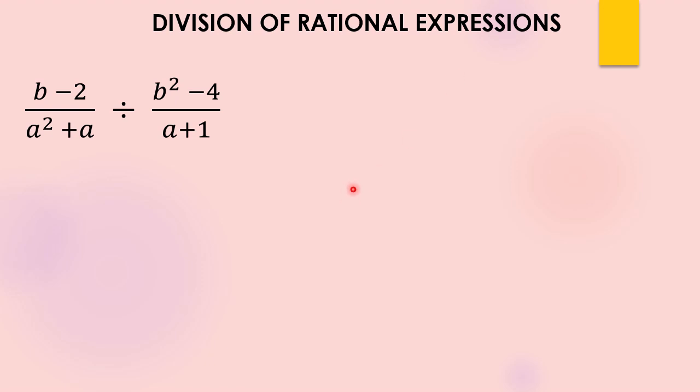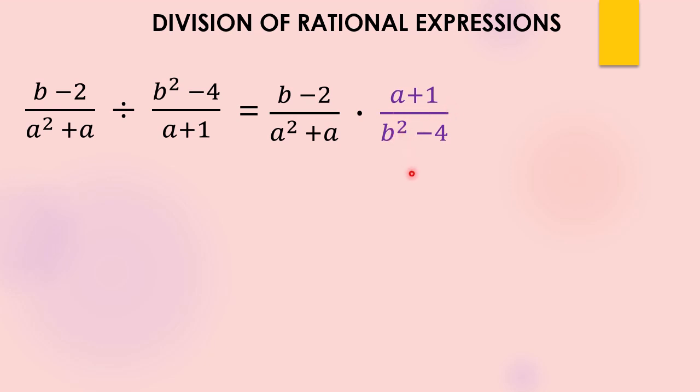Okay, so we have here b minus 2 over a squared plus a divided by b squared minus 4 over a plus 1. So to divide, first we need to change the division symbol into a multiplication symbol, and then get the reciprocal of b squared minus 4 over a plus 1. So it will become a plus 1 over b squared minus 4.